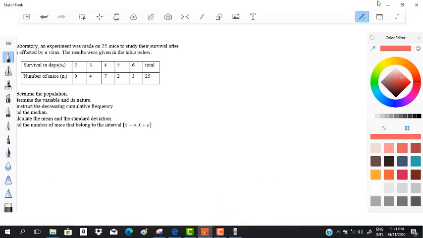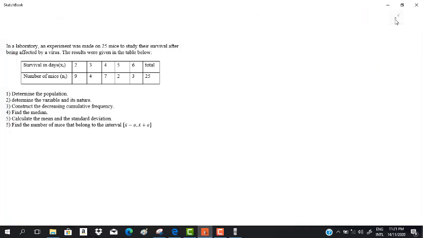Exercise. Okay, now second exercise. In a laboratory, an experiment was made on 25 mice to study their survival after being affected by a virus. Talking of viruses. Okay, so the results were given in the following table. Survival in days, number of mice.